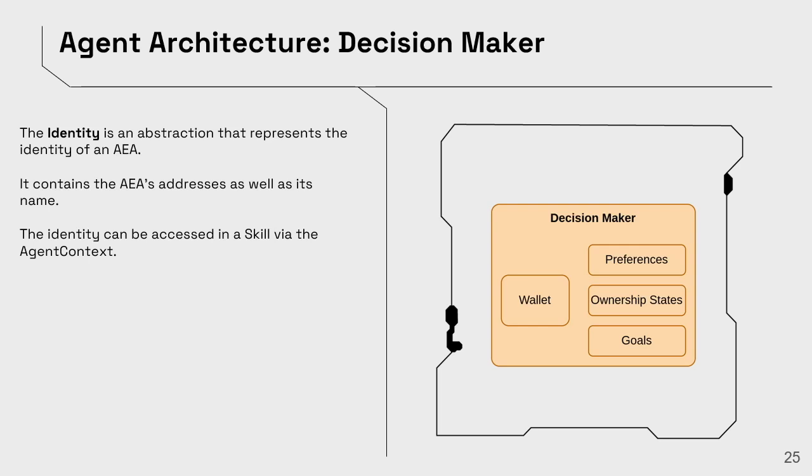There is also the notion of identity. The identity is just an abstraction that represents the particular agent. It contains the agent addresses as well as the name. The identity can be accessed in a skill via a component which is called the agent context.